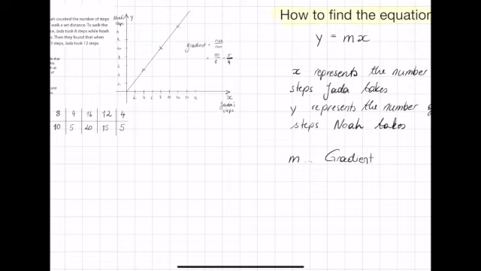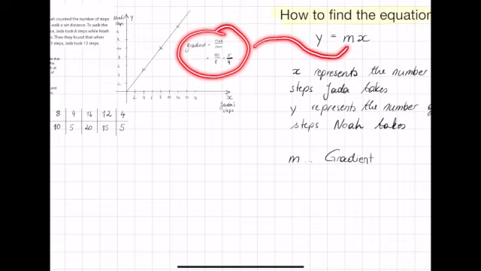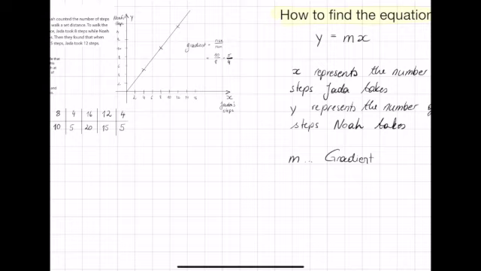And all we now need to do is substitute our gradient, our m, into this equation here. This is our m. So we need to replace our m by that gradient. So here we have y is equal to, our gradient in simplest form is 5 over 4x. And that's the equation of this particular straight line.